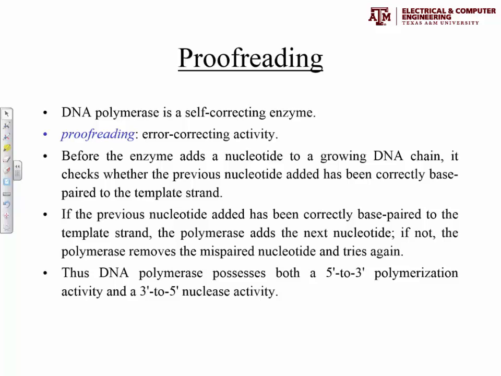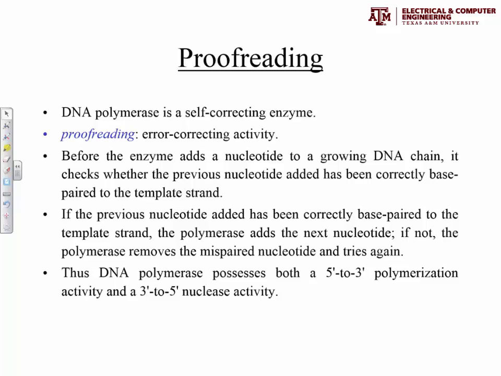The reason DNA polymerase can synthesize only in one direction is because it is a self-correcting enzyme, right? It goes and checks its work, like error-correcting codes, if you want to think of it. It has a proofreading activity or error-correcting activity.